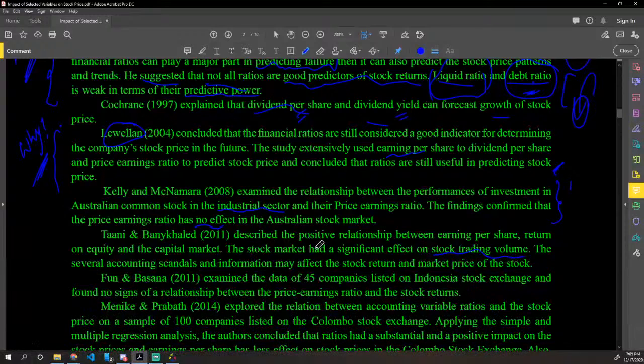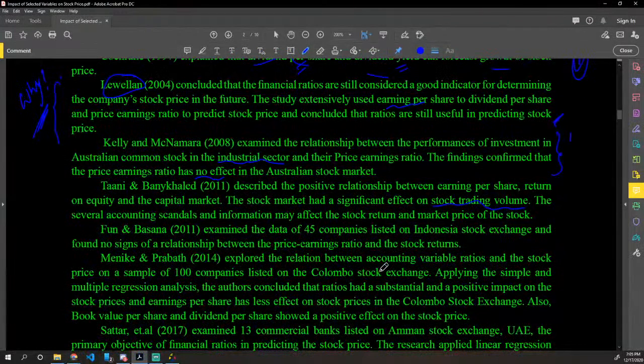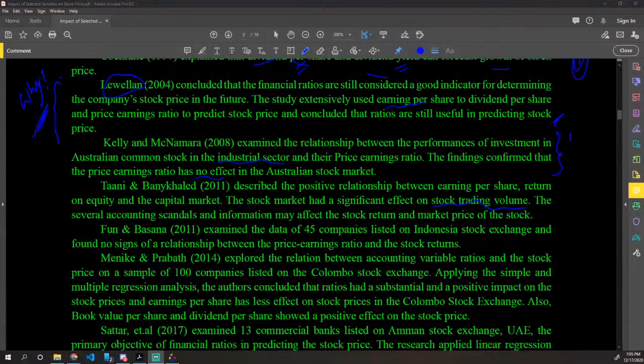Several accounting scandals and accounting information basically affect the stock return and market price. Market price, of course, will change. But you don't know about stock return, maybe because the market price changes, then your return also changes, right? Could be that, or could be something else. There are two possibilities, I think. I don't see any other possibilities.